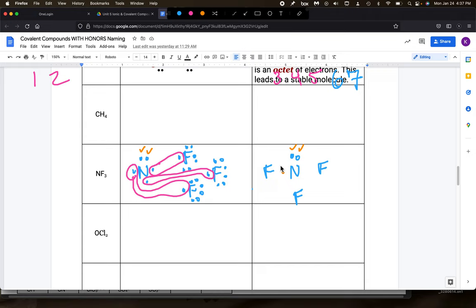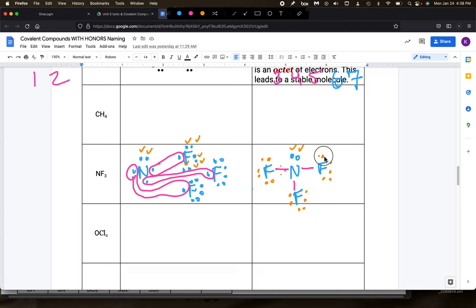Now, we can use dots, or we can use a line. So I'm going to use the line to show the connections. So each loop represents a different line. And then, again, these electrons here need to be added to the outside of my fluorine. One, two, three, four, five, six. One, two, three, four, five, six. One, two, three, four, five, six.